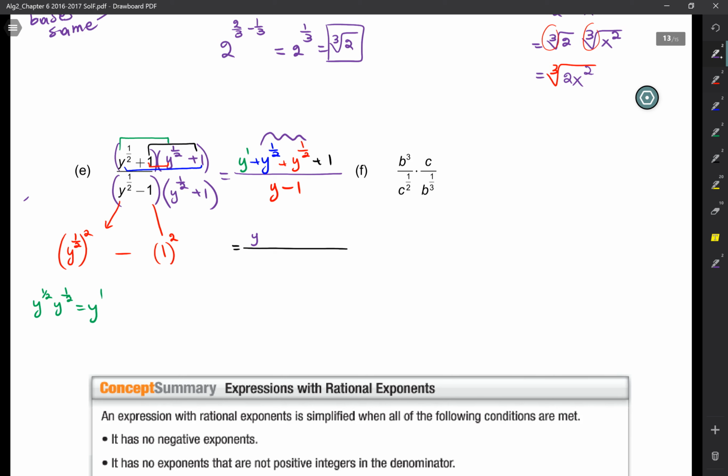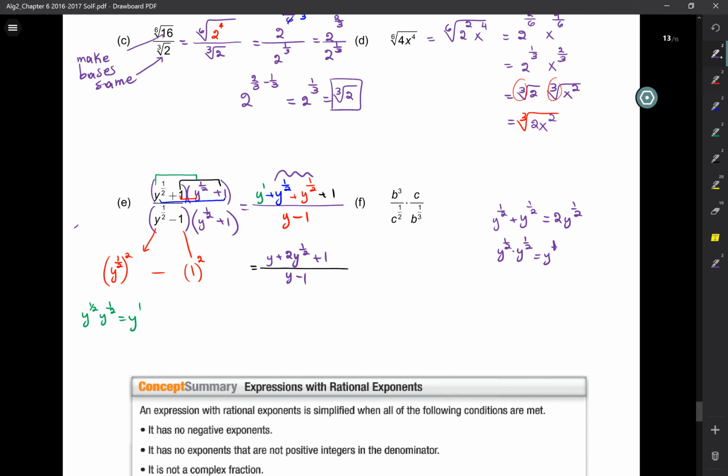Okay, so I have two different answers now. Who are we going with? So, if you have y to the half plus y to the half, as opposed to y to the half times y to the half, in which one do you add the exponents? The bottom one. Here's where you add the exponents and it becomes y to the 1. Here, you just have two of the same thing, so it's 2y to the half. So this is 2y to the half plus 1 over y minus 1. And we can stop there.